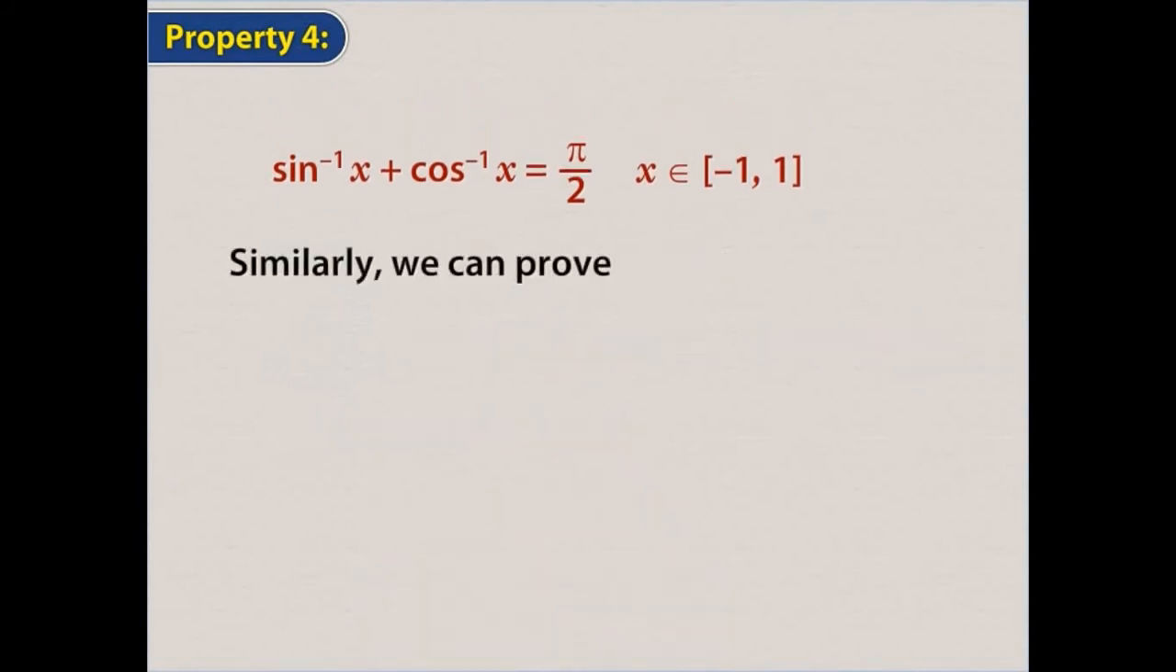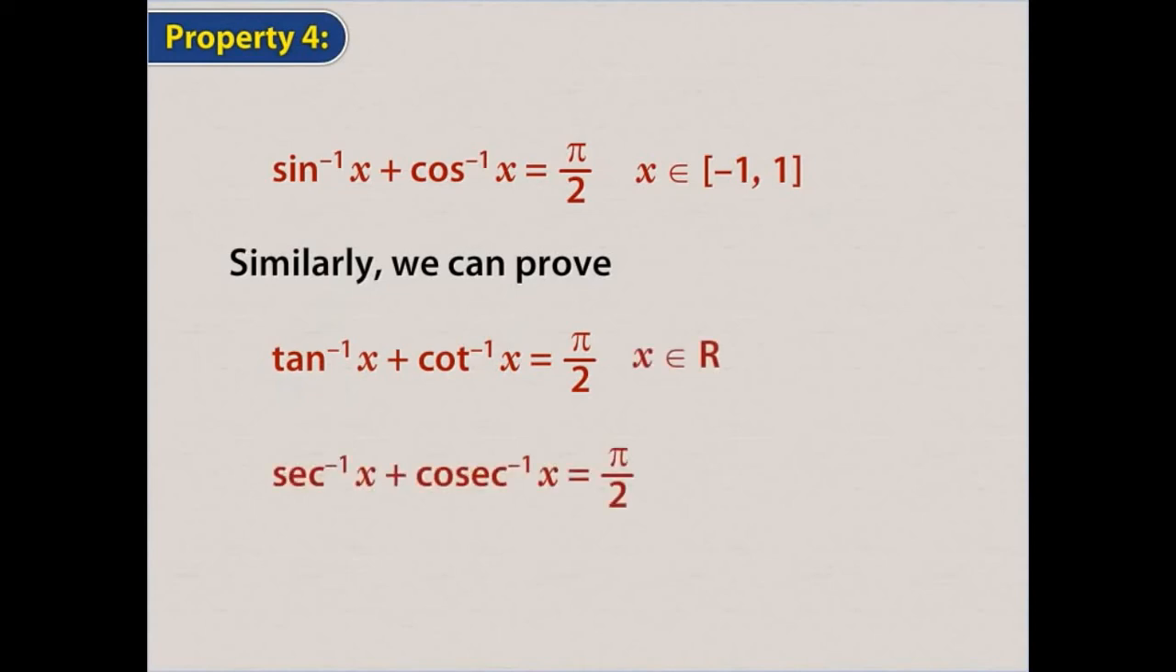Similarly, we can prove that tan inverse of x plus cot inverse of x equals pi by 2 for x element of R. Sec inverse of x plus cosec inverse of x equals pi by 2 for mod of x greater or equal to 1.